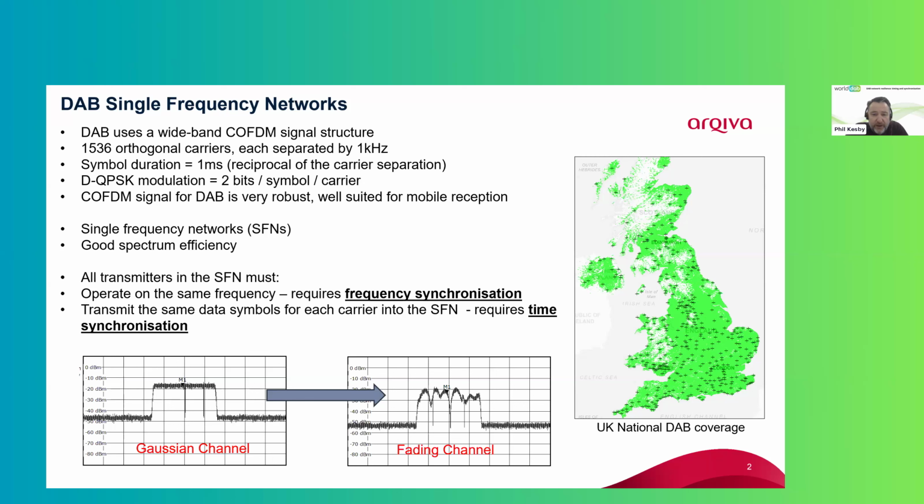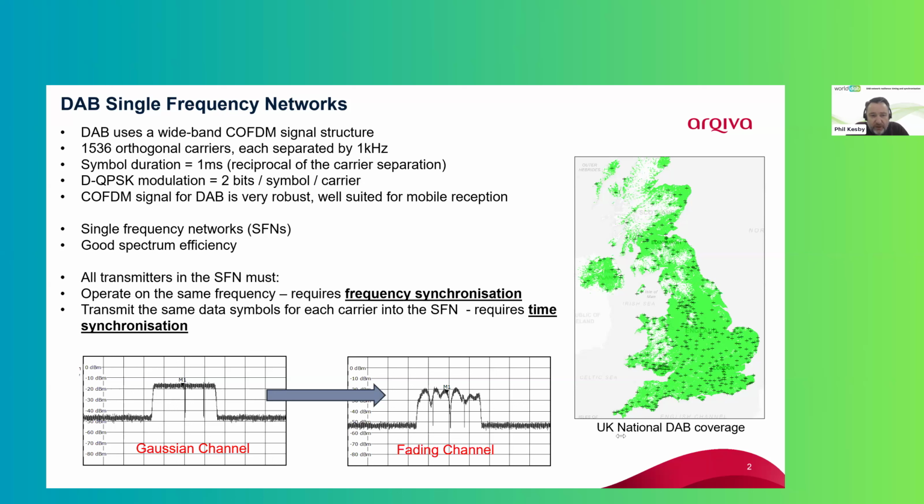In addition to the DAB signal being very, very robust, it also exhibits very good spectrum efficiency. So on the map on the right-hand side is an example of one of the UK national DAB licenses, where you can see there are many transmitters in a single network, well over 400 in the BBC DAB network in the UK. And importantly, all of these transmitters work on the same frequency.